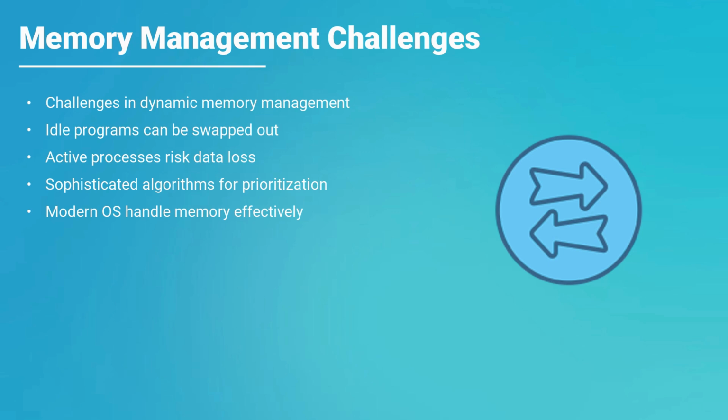Finally, it's essential to address the challenges faced in dynamic memory management and swapping. A program must be idle before it can be swapped out. If it's actively waiting for input-output operations, swapping might produce errors and lead to data being lost or misplaced. Modern operating systems are built to handle challenges like these by implementing more sophisticated algorithms that prioritize which processes to swap out based on their activity and memory usage patterns.